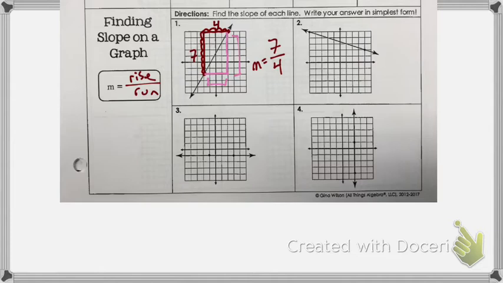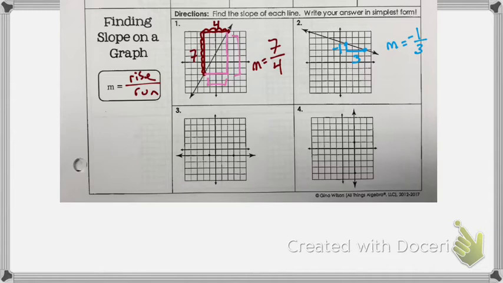Let's look at number 2. Number 2 picks out 2 points, but I'm going to pick different points, and I'll show you why. I'm going to pick those points because they're closer together. And watch what happens when I trace my path left to right. I get a down 1, right 3 for a slope of -1/3.